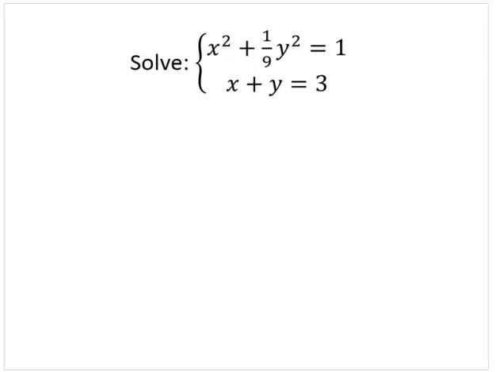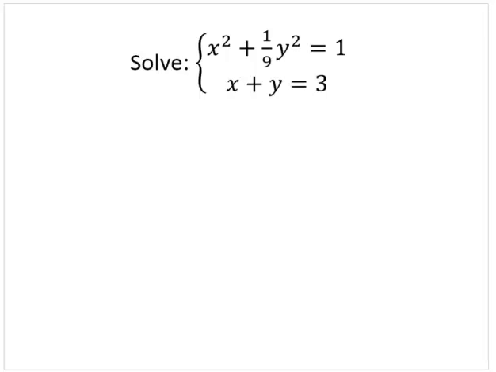Solve the system of equations x squared plus 1/9 y squared equals 1 and x plus y equals 3. So this is a non-linear system, since both of the equations are not lines, or in three variables planes, but once you have anything besides just plain old x's and y's, it's non-linear. So what we generally do here is use substitutions and eliminations.